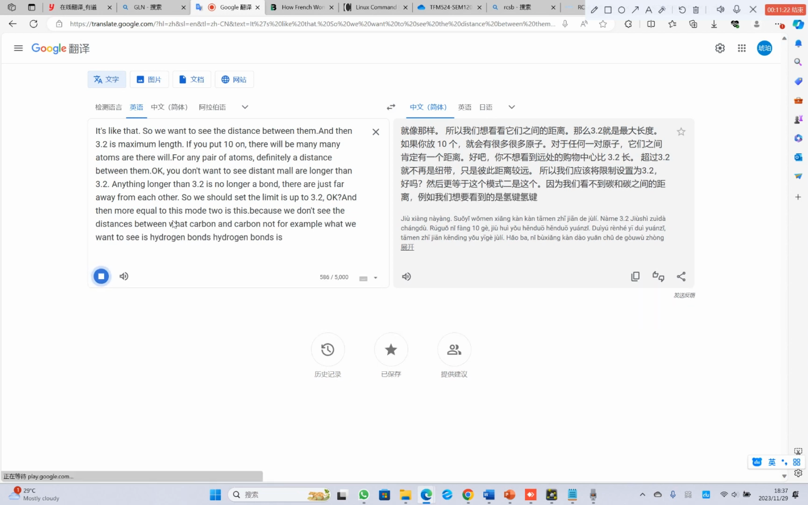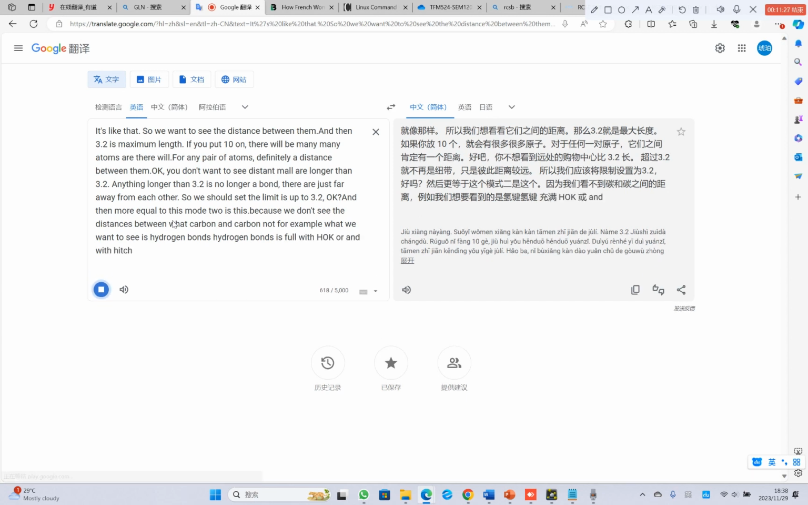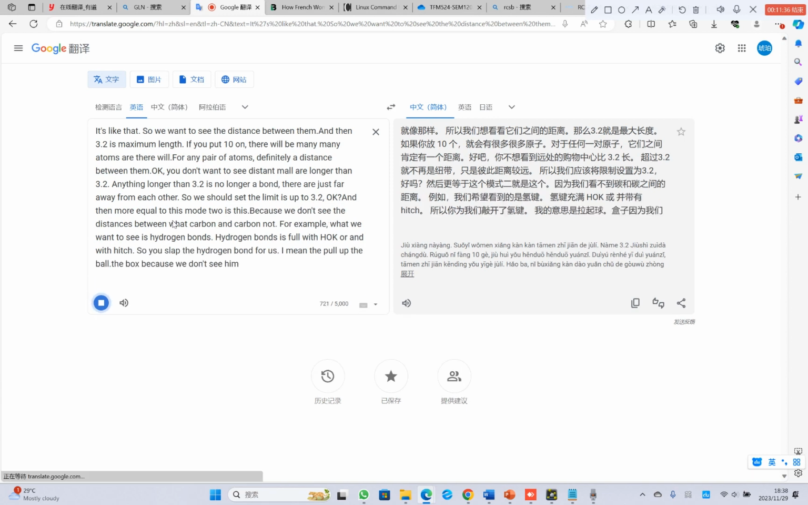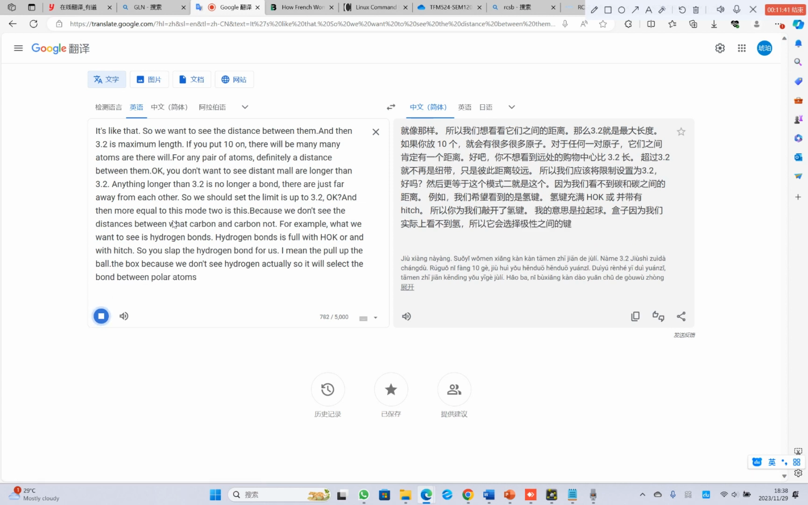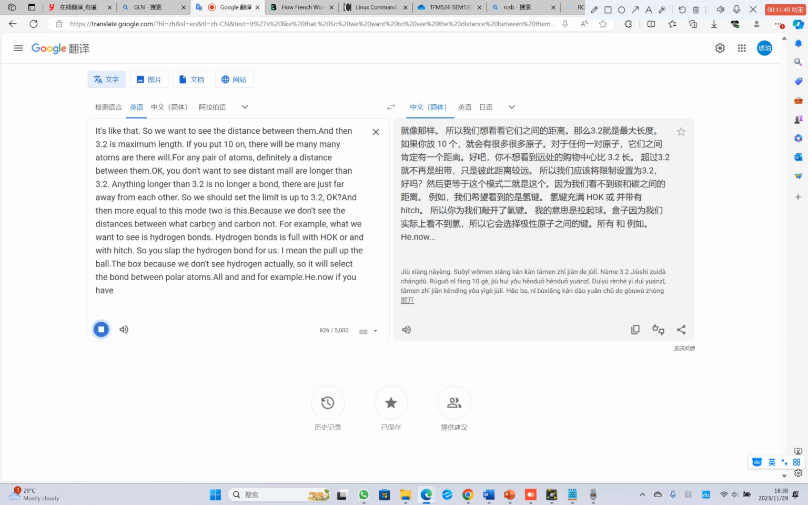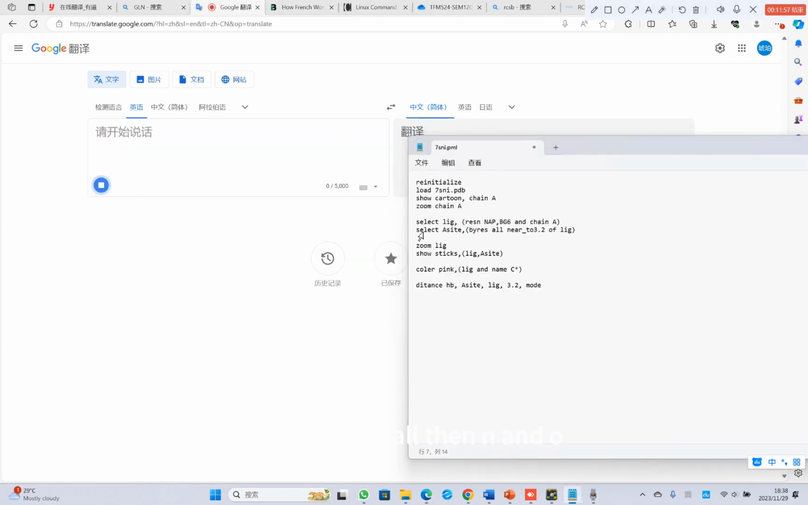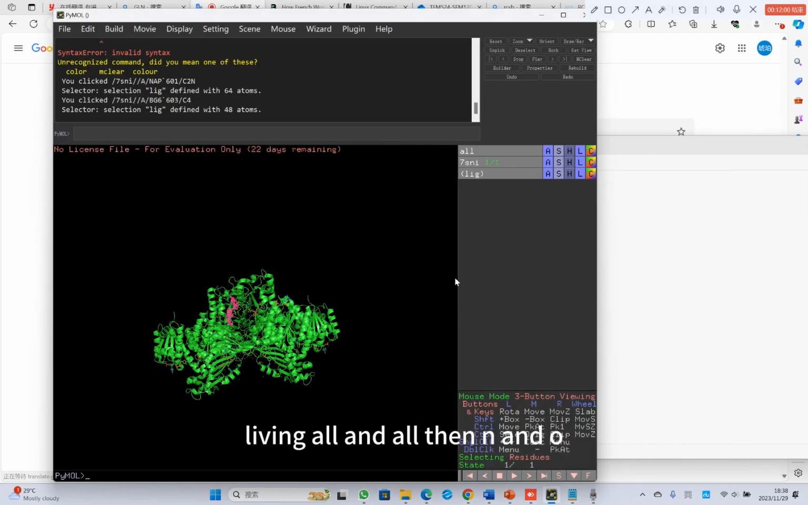The bond is O or the hydrogen bond. Between O and O, then N and O.